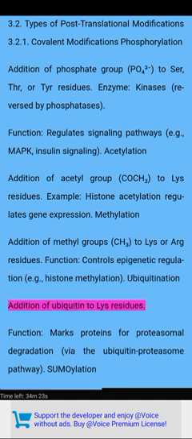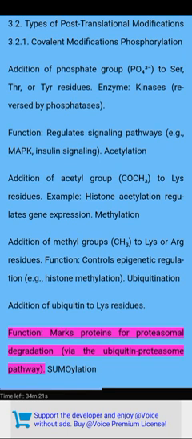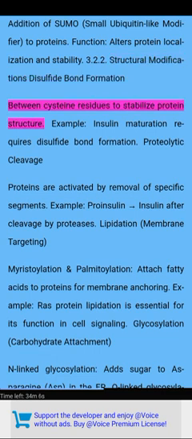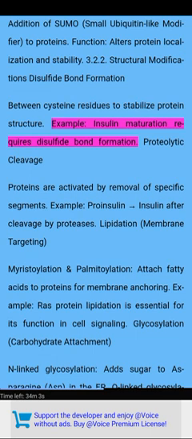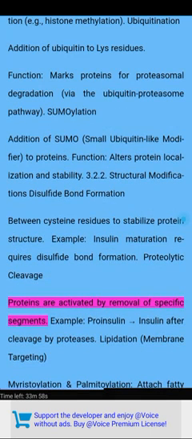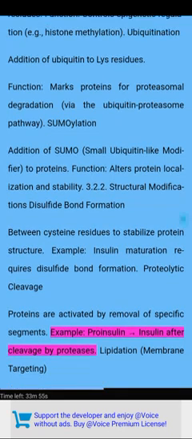Ubiquitination: addition of ubiquitin to lysine residues. Function: marks proteins for proteasomal degradation via the ubiquitin proteasome pathway. Sumoylation: addition of SUMO, small ubiquitin-like modifier, to proteins. Function: alters protein localization and stability. 3.2.2. Structural modifications. Disulfide bond formation between cysteine residues stabilizes protein structure. Example: insulin maturation requires disulfide bond formation. Proteolytic cleavage: proteins are activated by removal of specific segments. Example: proinsulin to insulin after cleavage by proteases.